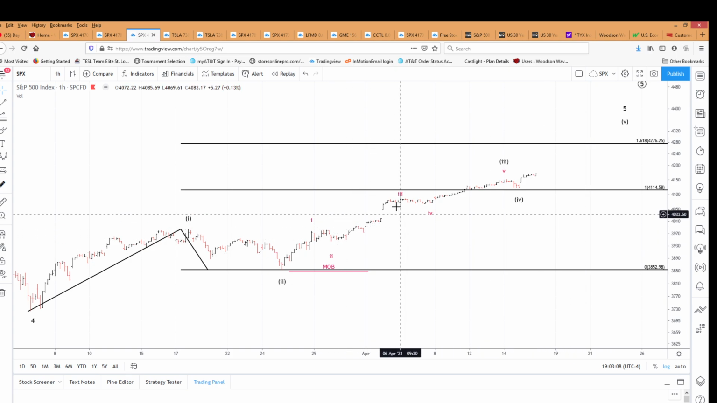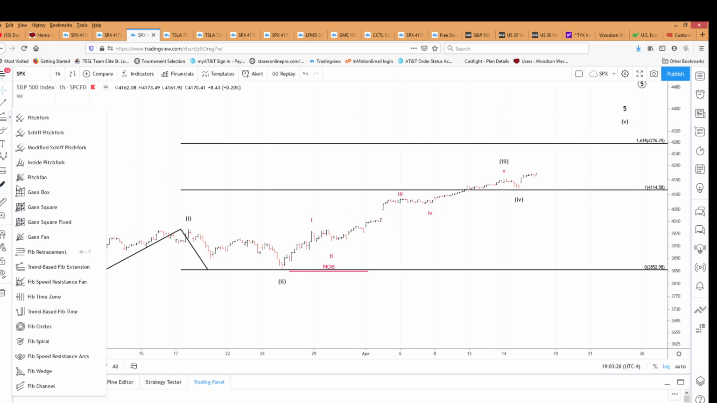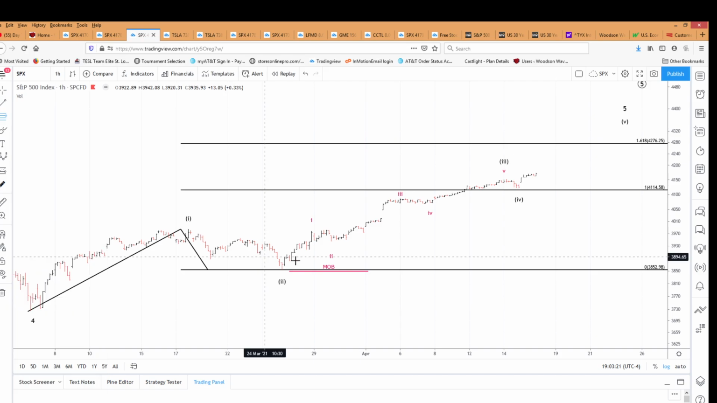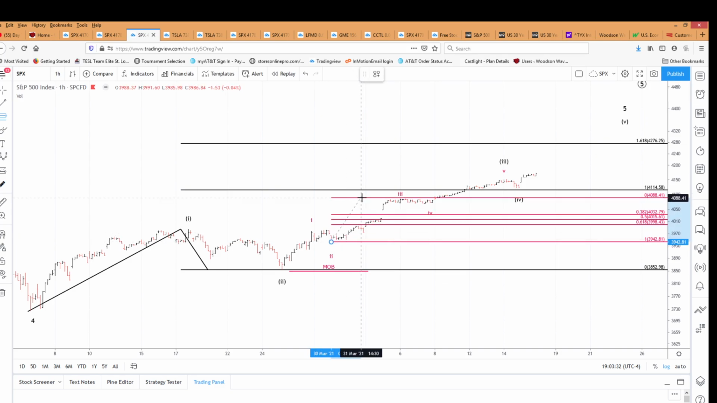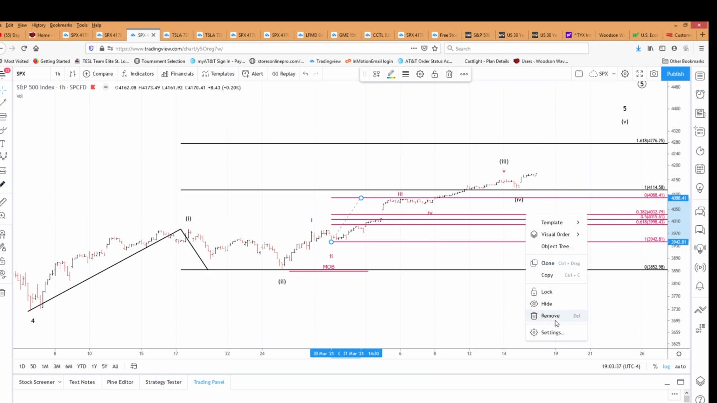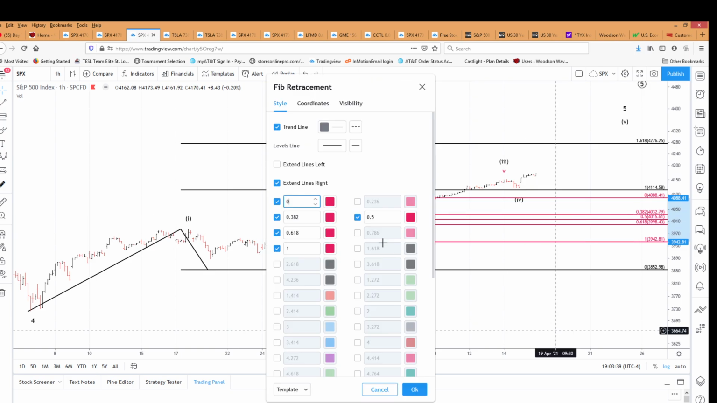Okay, so this was a 4, and 4s are long and sideways by definition, and this is long and sideways. But again, let's look at this real quick, and you can see, let me get the retracement on that 4. Here's where that was an expanded flat actually, but this 4 retraced nothing. Let me throw the 236 in there. See if we can get it here.